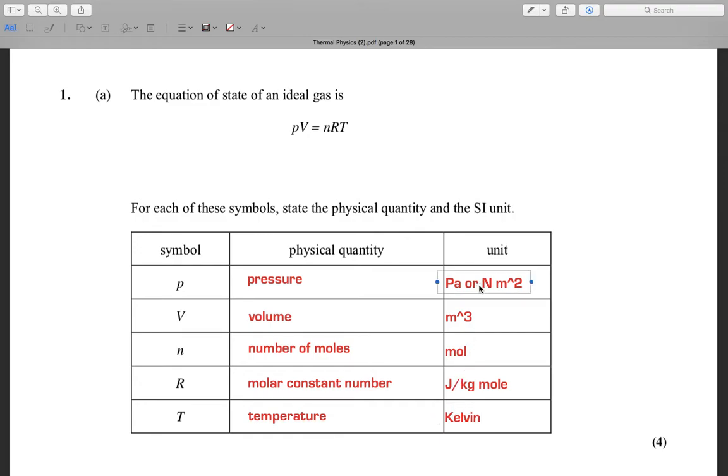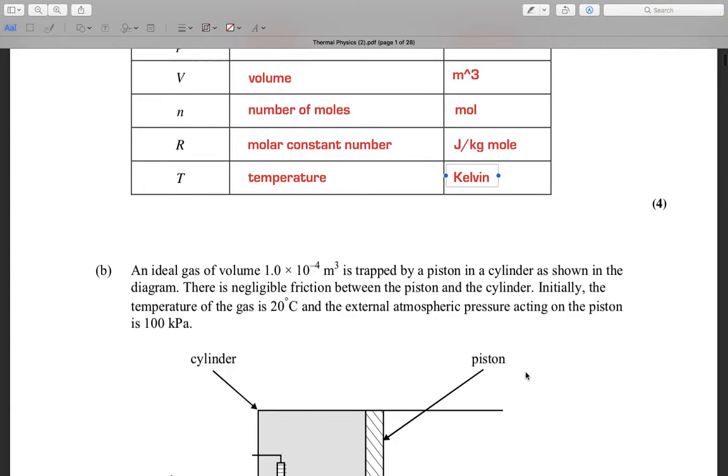Okay. P is pressure, the unit is Pascal or Newton per meter squared. Volume V is in meter cubed. n is the number of moles. R is the molar gas constant. And temperature T is in Kelvin. Okay, we continue to the B question.